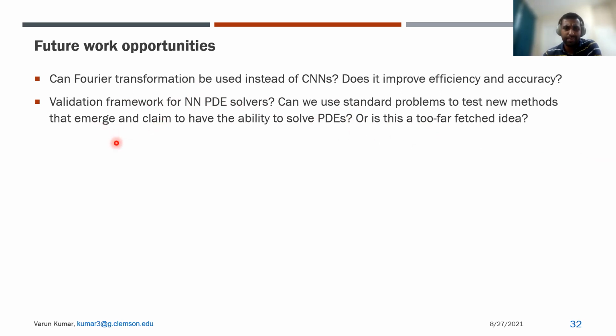And the other idea that I had was, is it possible to have a validation framework for verifying and validating these new methods that come out? Is it possible to have a standard set of problems where you can use these new methods to see if they're actually valid or not? This is maybe a far-fetched idea, depending on where the state of the research is today. But that might be useful in the long run if someone wants to actually look into it.